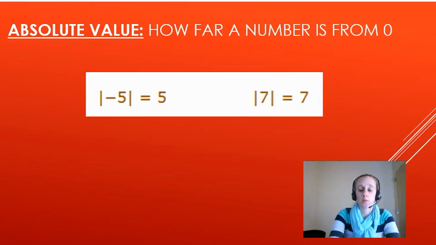So let's look back at what an absolute value means. An absolute value is how far a number is from 0. So negative 5 is 5 spots from 0, so the absolute value of negative 5 is 5. 7 is 7 spots from 0, so the absolute value of 7 is 7.